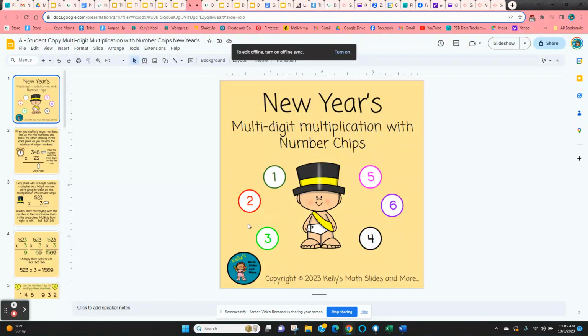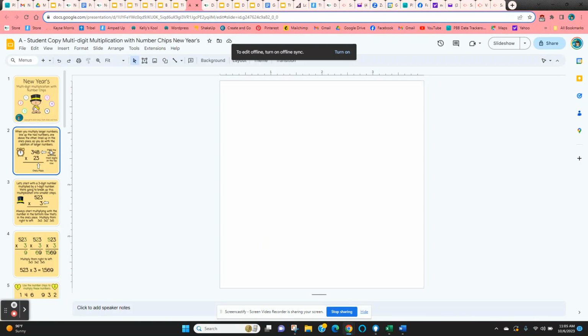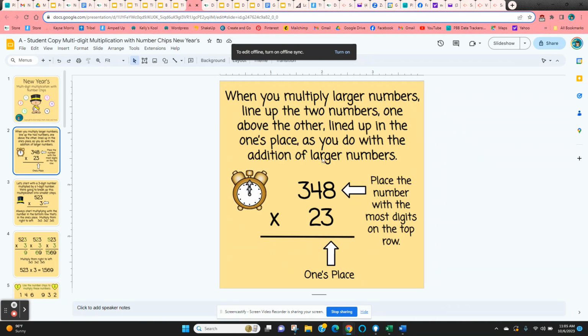Multi-digit multiplication using number chips. This is the New Year's version. This is a digital lesson. It's a lot of fun for the students. And it starts just explaining how to line up the numbers. So they're lined up in the ones place, just like you do when you're adding or subtracting. And if one number has more digits than the other, it's going to go in the top row.